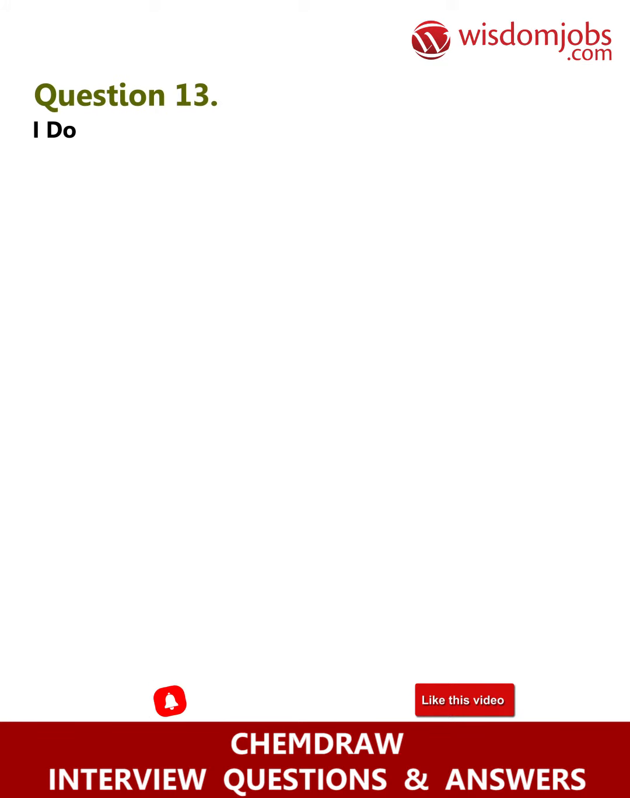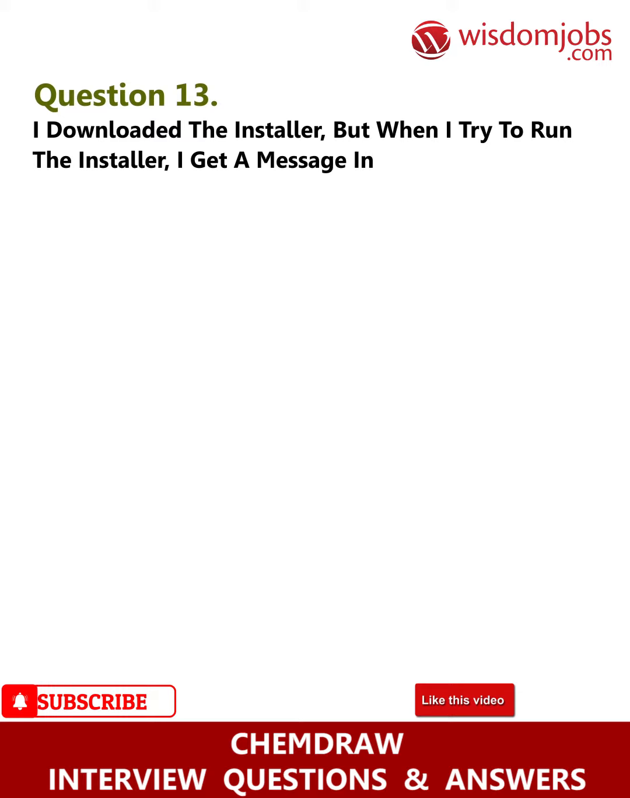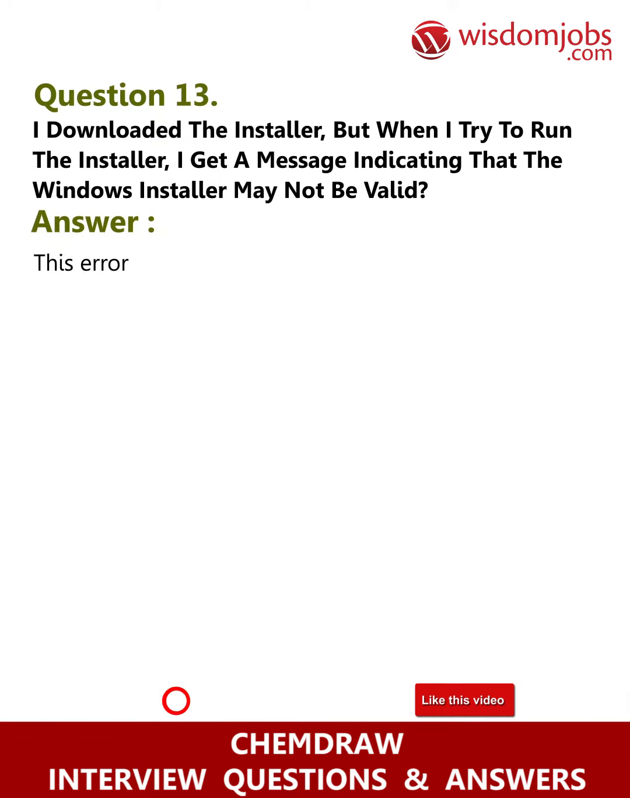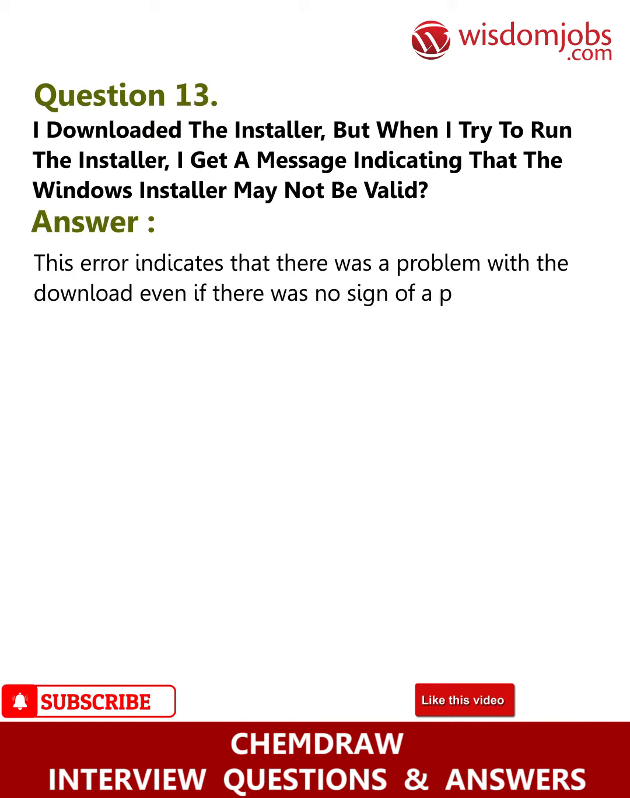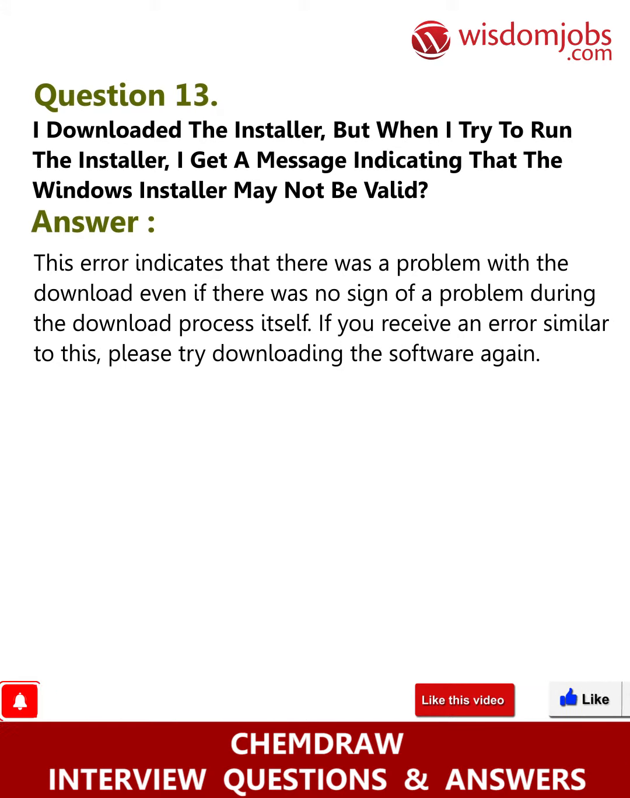Question 13. I downloaded the installer, but when I try to run the installer, I get a message indicating that the Windows installer may not be valid. Answer. This error indicates that there was a problem with the download even if there was no sign of a problem during the download process itself. If you receive an error similar to this, please try downloading the software again.